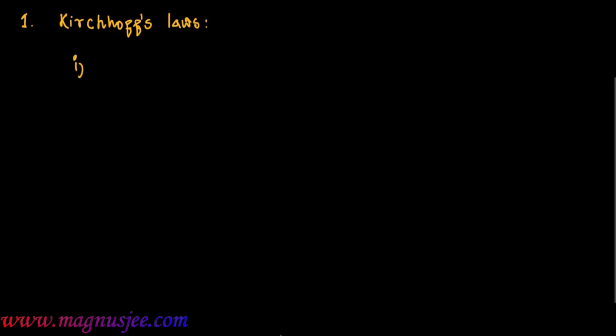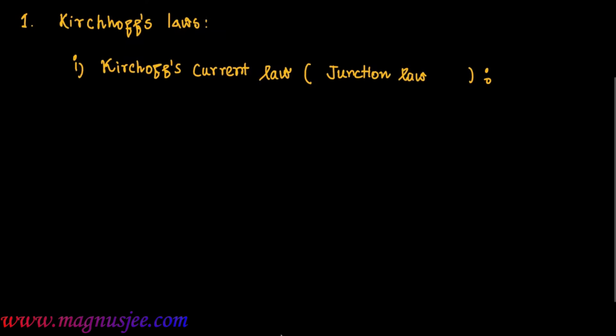Kirchhoff laws. There are two laws. Number one law is Kirchhoff's current law. Under bracket we can write down the alternative name of Kirchhoff's current law, that is junction law, because Kirchhoff's current law is applicable for a junction of a number of wires.